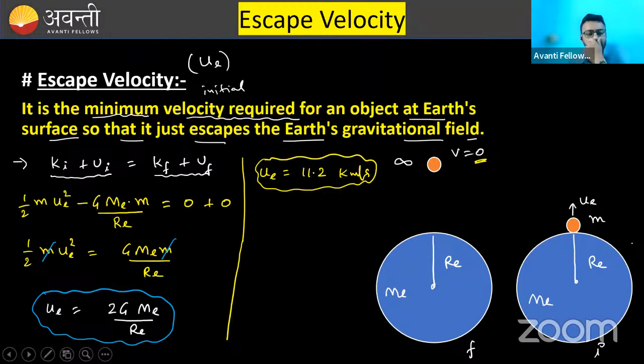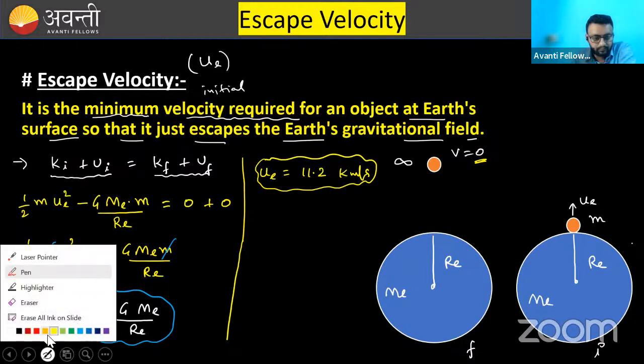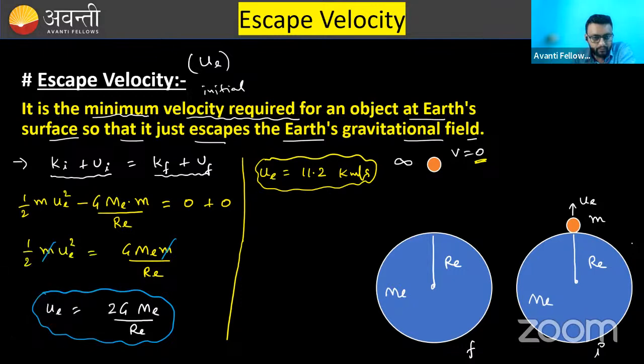Now, we can replace this formula into another form. I hope you know the relation between capital G and small g. So we can write this formula in terms of small g. What can I do? We have derived ue is equal to root of 2 G Me divided by Re. That will be under root, actually, because ue square is this, so the square comes to the under root.